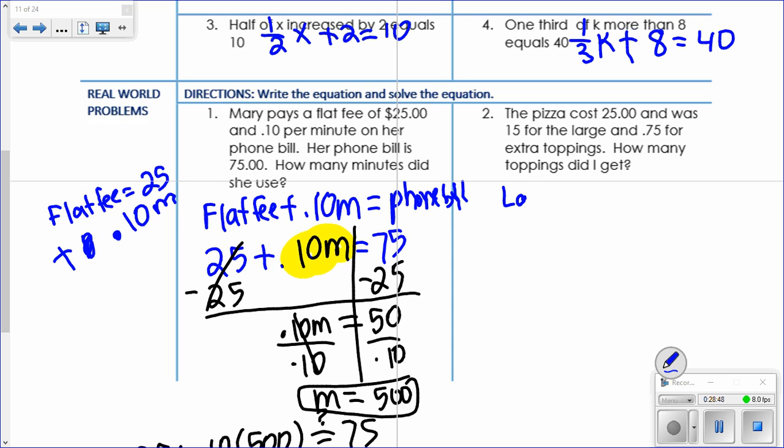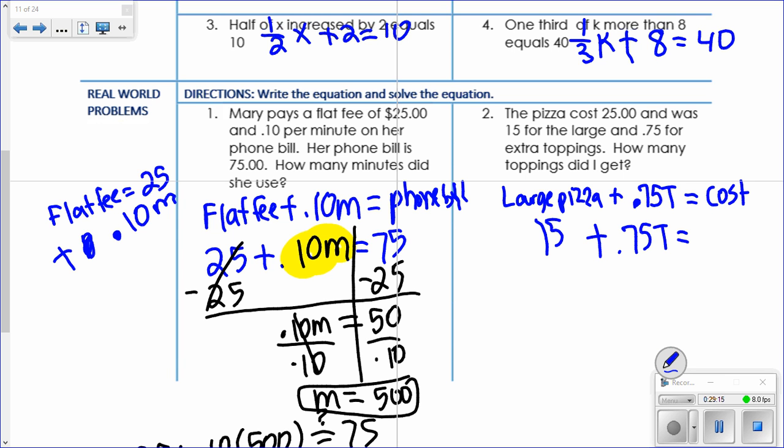So a large pizza. We bought a large pizza. They must have gotten some toppings. So 75 cents for extra toppings. I'm going to say t, 75 cents times t equals the whole cost of the pizza. So the large pizza itself costs $15 plus 75 cents for some number of toppings. And they paid a total of $25 after that.